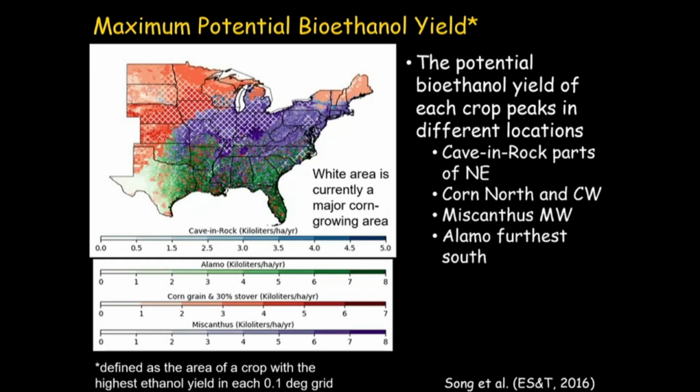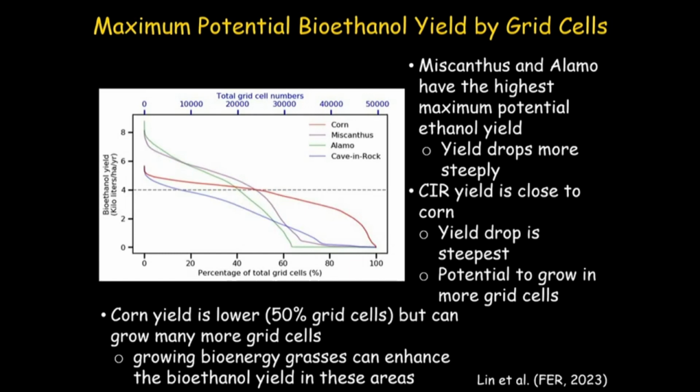So this is the potential, not the actual. Now we can also look at how many grid cells are used to produce a high amount of ethanol from the crops as well as from the grasses. This figure shows, starting from 0, the maximum yield produced from these grasses and the corn, and how it declines in terms of the number of grid cells used to grow these crops. Miscanthus and Alamo have the highest yield. This is the ethanol, not the biomass yield, about 8.5 kiloliter per hectare per year.